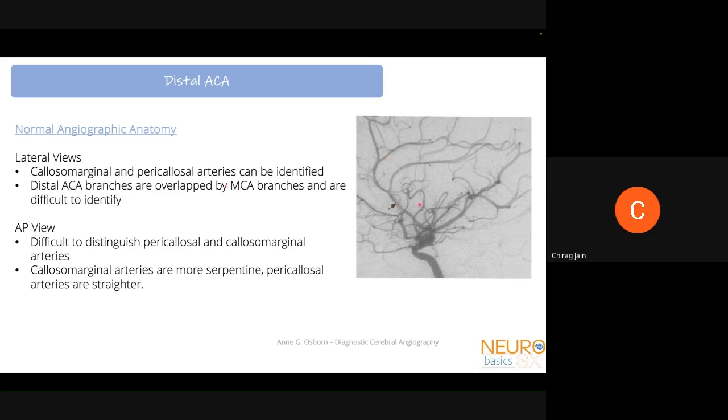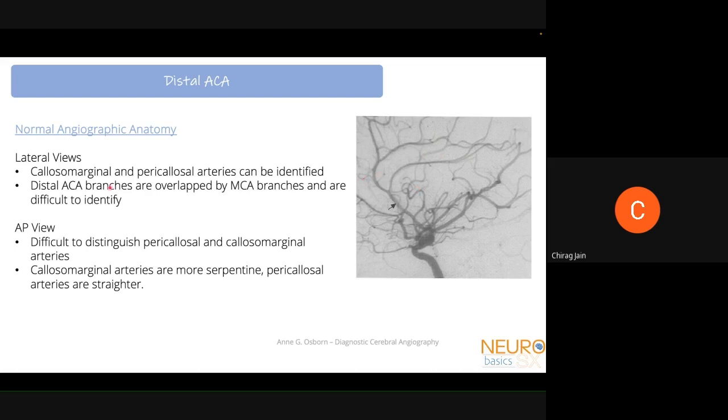So what is the normal angiographic anatomy of the distal ACA? As we saw, the distal ACA will be just seen as a simple midline structure on AP views, right? So on lateral views is where you can make out the anatomy better. In the lateral view, you can easily see the callosomarginal artery and the pericallosal artery. The artery which is running above is the callosomarginal artery, and the artery which is running below is the pericallosal artery. This pericallosal artery will run right over the corpus callosum, and the callosomarginal artery will run in the cingulate sulcus over and above the cingulate gyrus.